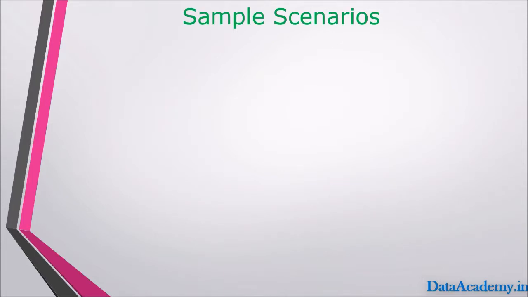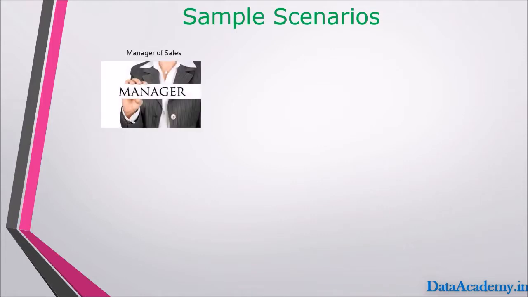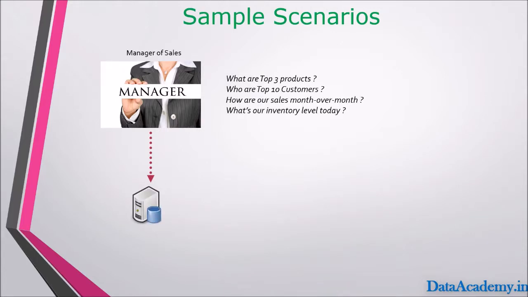We will look at the next scenario. So here we have the manager of sales. The manager of sales would often connect to the transactional database to get some kind of analytical questions answered, such as what are top 3 products, what are top 10 customers, how are our sales month over month, what's our inventory level, and so on. So what do you think is the style of reporting that is suited for this?